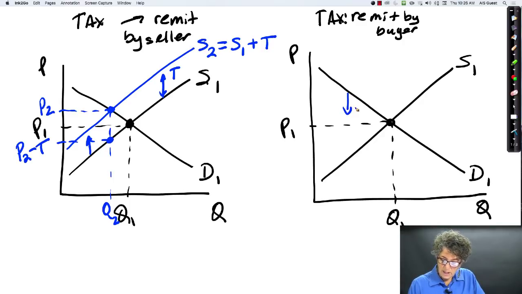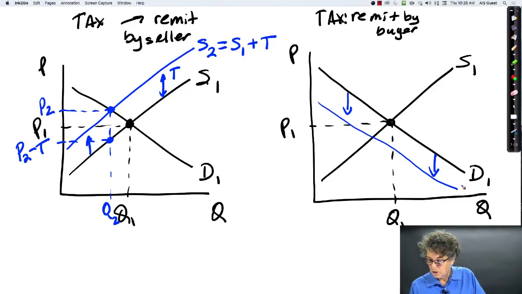And so again, assuming that if the tax is a constant dollar amount, it would shift the demand curve down. That's supposed to be a parallel line. Go with me there. It would shift the demand curve down by the amount of the tax. And so D2, sorry I don't have a lot of space here, is equal to D1 minus the tax.